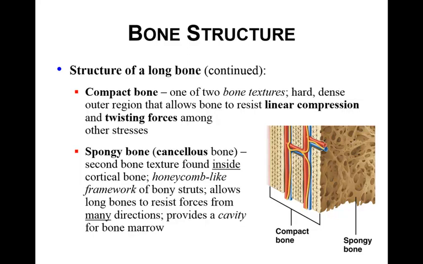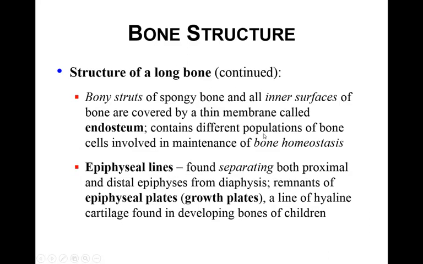It has a honeycomb-like framework, and this allows the bones to resist forces from many different directions, and it also provides a cavity for that bone marrow. So here's a picture. Here is your compact bone on the outside, and then underneath that you have the spongy bone. The bony struts of that spongy bone and all those inner surfaces are covered by a membrane called endosteum. The endosteum has a lot of different populations of bone cells that are involved in that bone homeostasis.